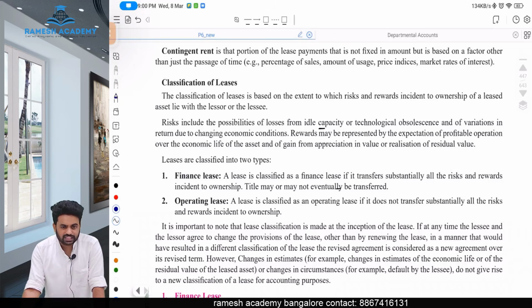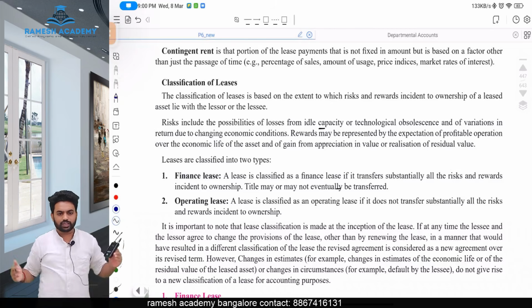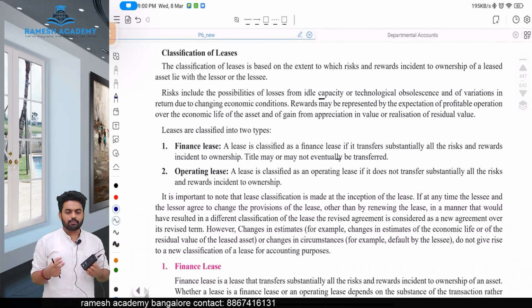Okay. So classification, as I already told you, classification of a lease can be done in two ways: finance lease as well as operating lease. Finance lease, what happens?